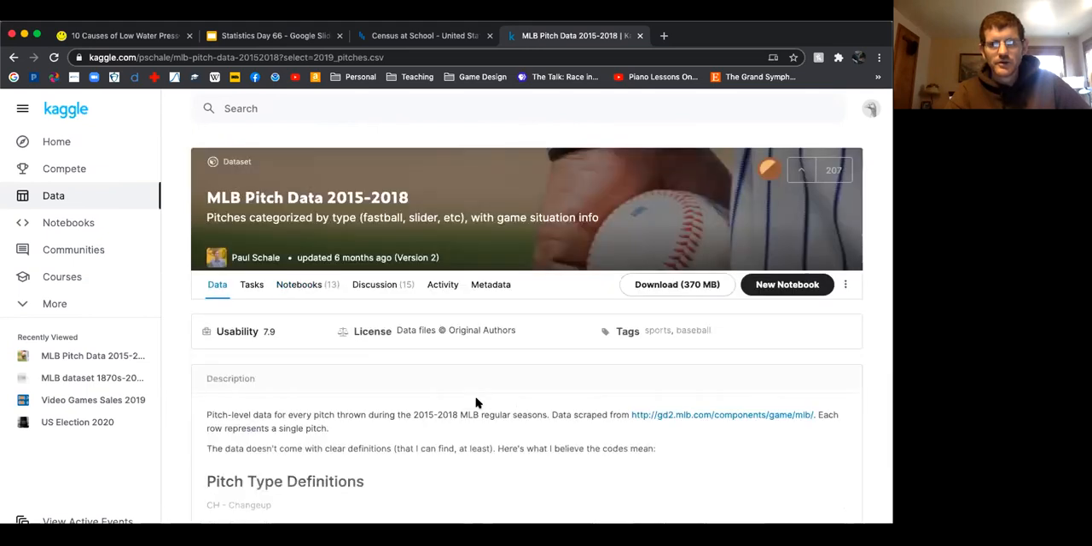Another thing you need to do is cite where you got your data. And this is kind of why I wanted to show this. I don't want you to just write, I got this data from Kaggle.com. Notice right here in the description, it says that the data was scraped from this website.